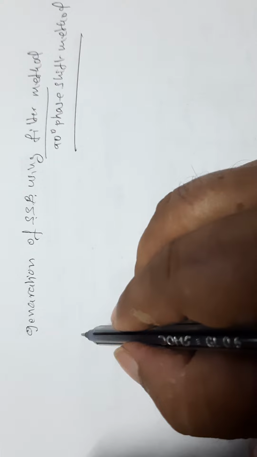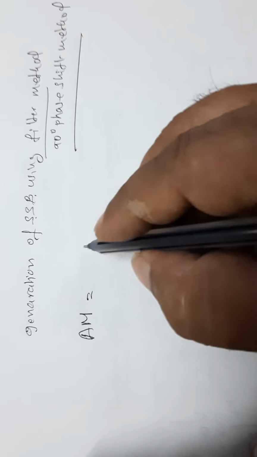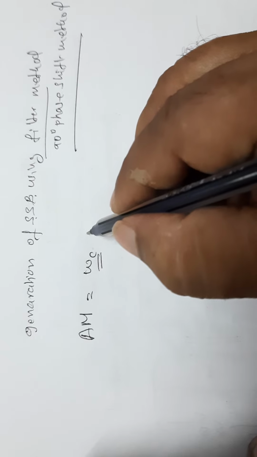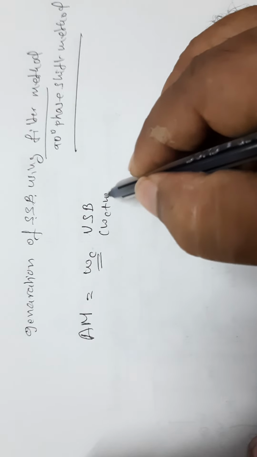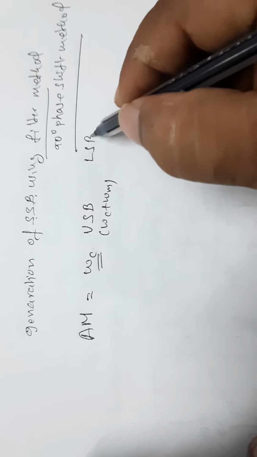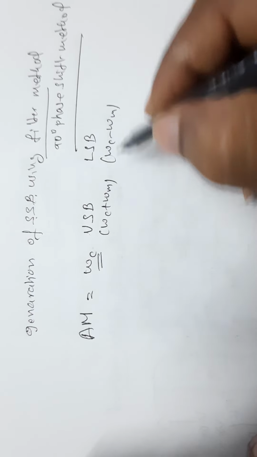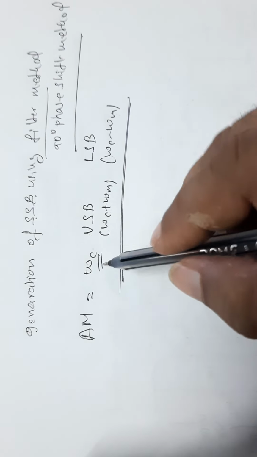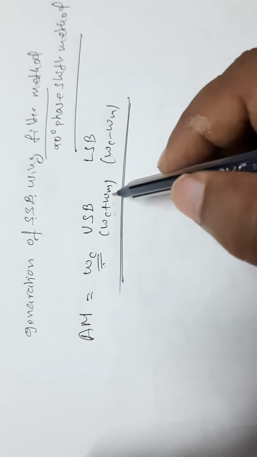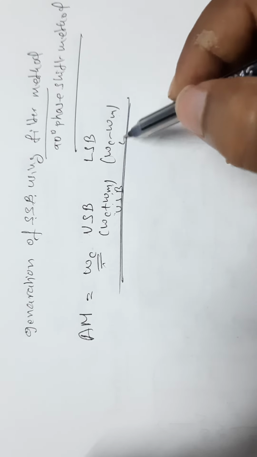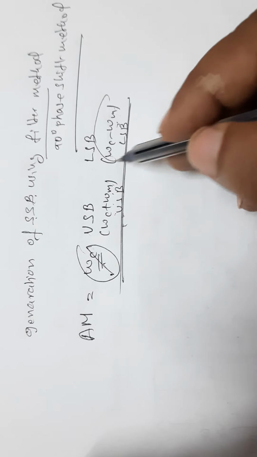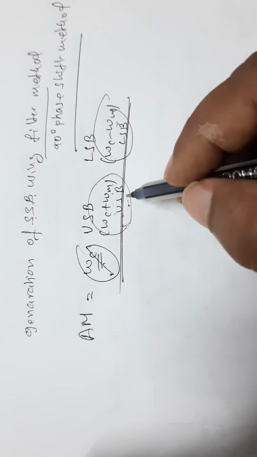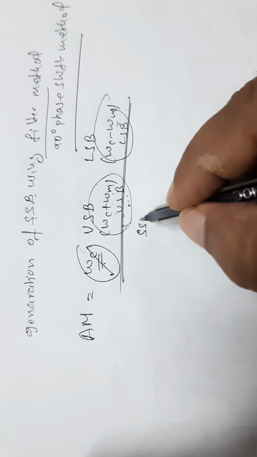So we know that the amplitude modulated wave has three components: the normal carrier frequency component, one upper sideband frequency component, that is omega c plus omega m, and a lower sideband frequency component, that is omega c minus omega m. This is the amplitude modulated wave. Now we can suppress this carrier omega c. You can suppress any one of these sidebands, say I will suppress this, and you can generate only one sideband. That is the generation of single sideband.